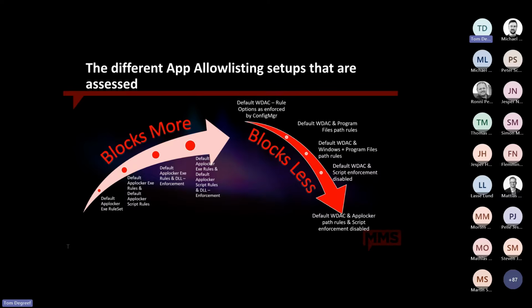So in order to mimic the Applocker implementation, we then weakened our WDAC policy by allowing the program files path rules. The next step would be allowing program files and Windows path rules. Keep in mind, Applocker needs the Windows path rules to run. WDAC doesn't. It has a whole different way of ensuring trust in or making sure that Windows is allowed to run. And then we disabled script enforcement, and then finally it's everything together. So that gives us more or less the same playground as Applocker, so we would be able to compare both scenarios.